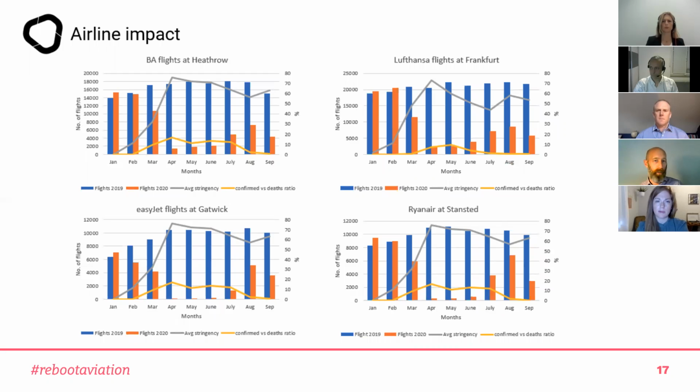If we look at some airlines, so we've got a couple of flag carriers here, and we've got a couple of low costs. You can see the low costs in these two examples anyway, really pared back operations, in some cases suspended, whereas the flag carriers did continue. But what you can see here is while stringency is increasing both in the UK and in Germany, we've seen flights increase, which is broadly positive. Next slide.